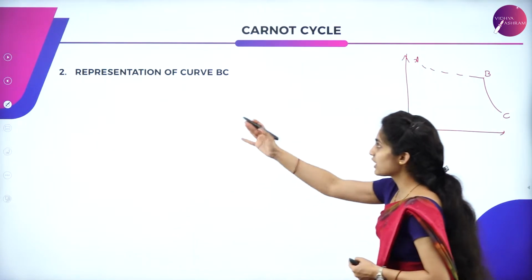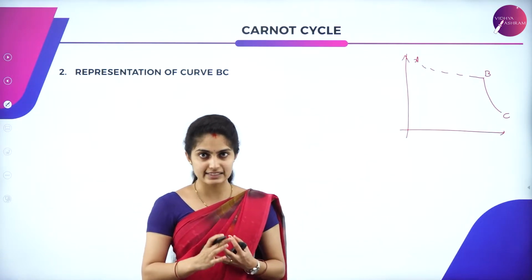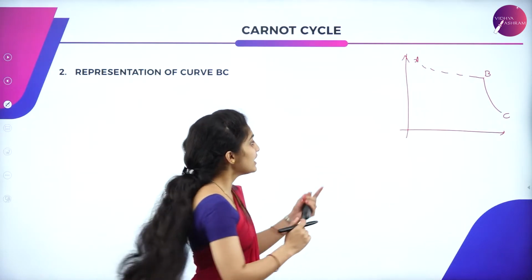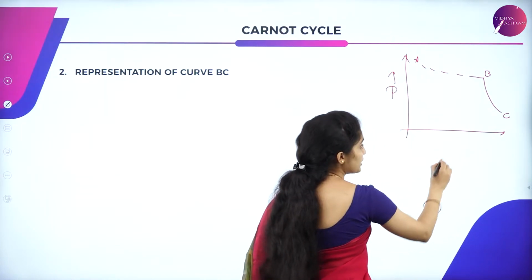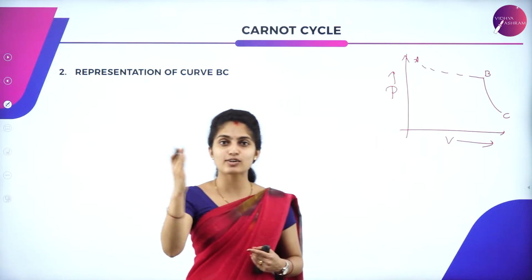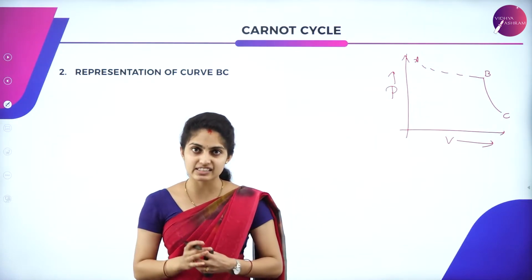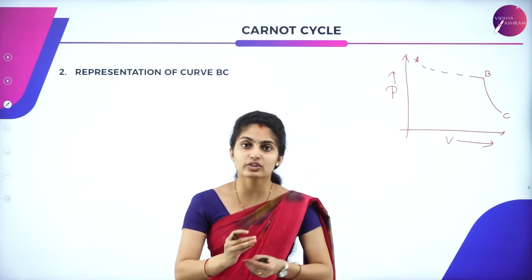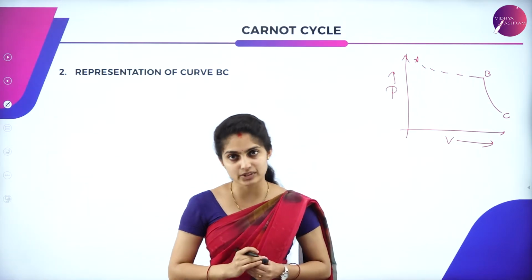So here we are representing the curve B and C. What happens in the curve B and C? Here the pressure decreases even more, whereas the volume starts increasing. The pressure is decreasing, it is coming downwards, but the volume is increasing. Here what happens to the working substance? The working substance is placed on the insulating stand. At this condition, adiabatic process takes place.